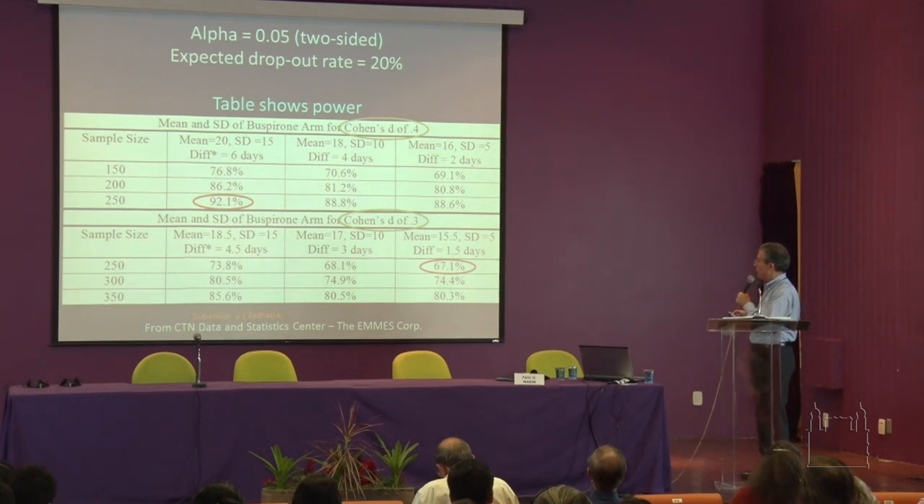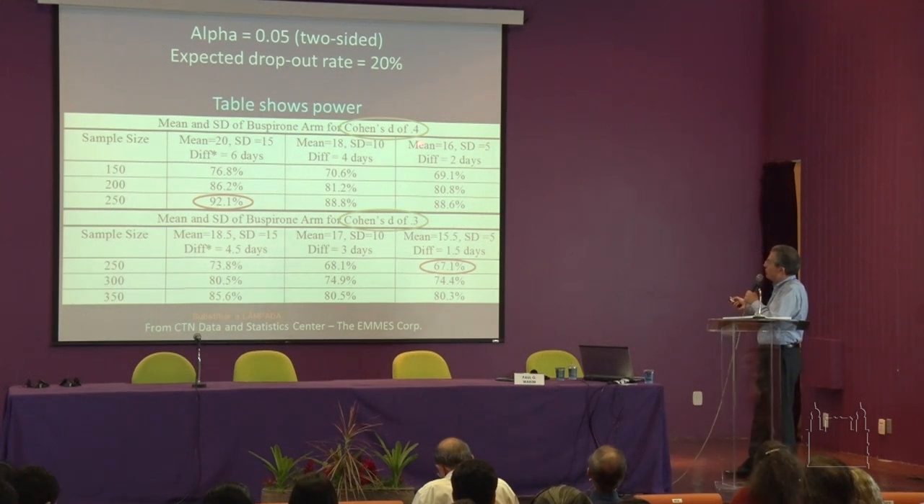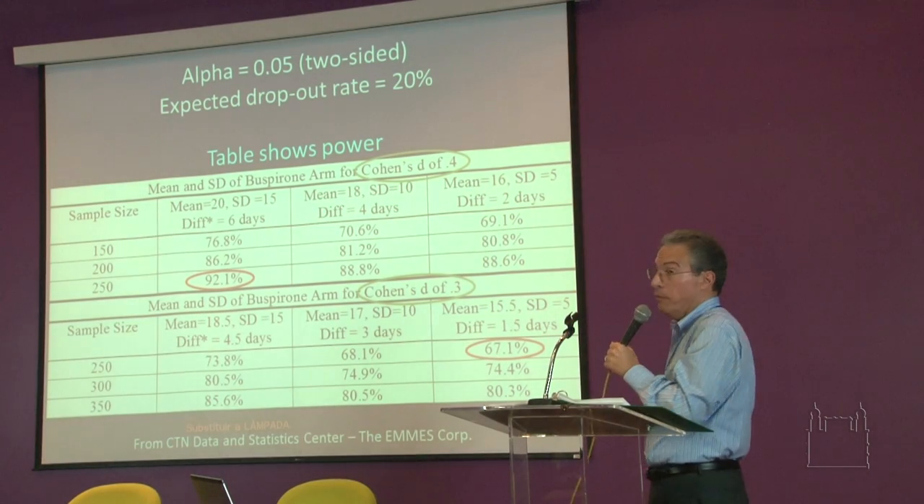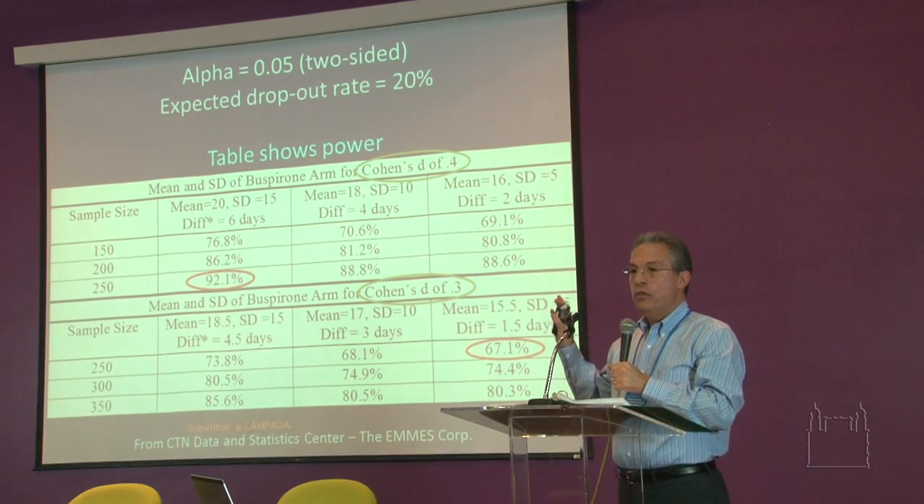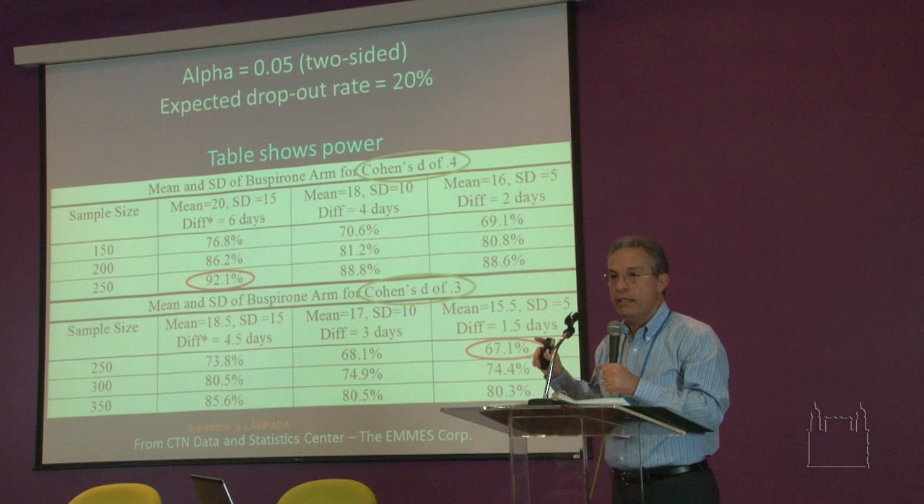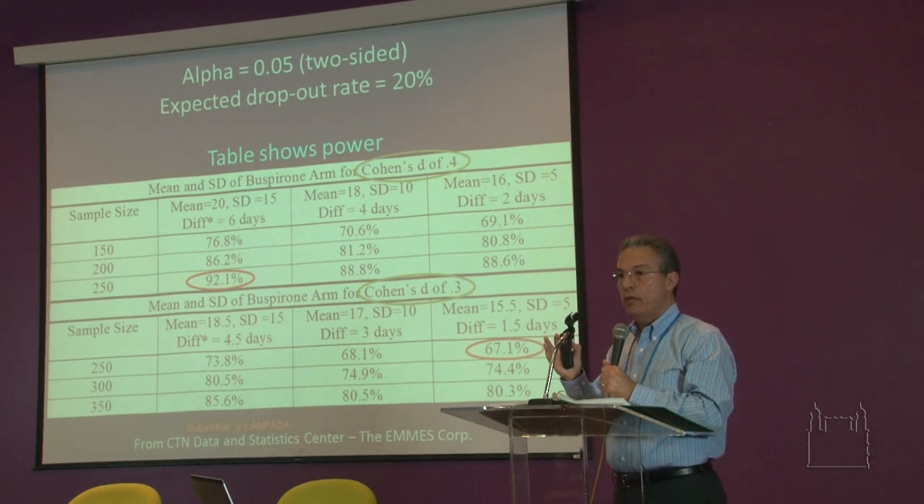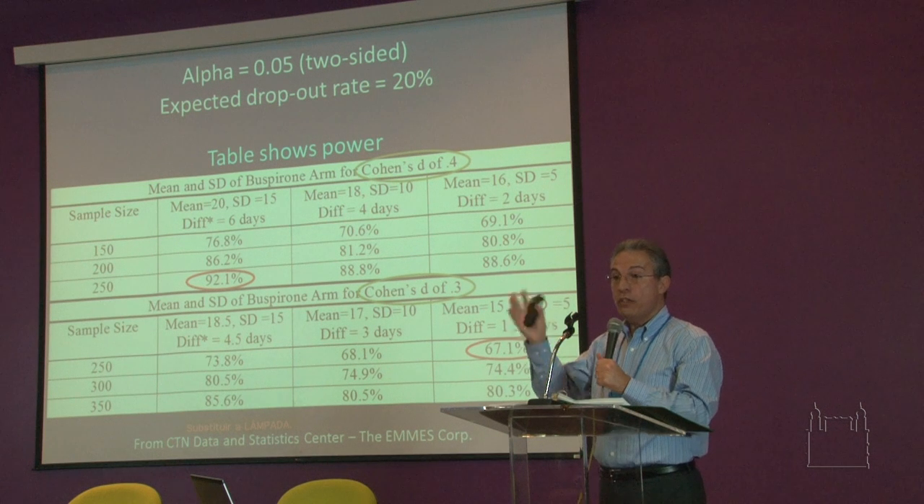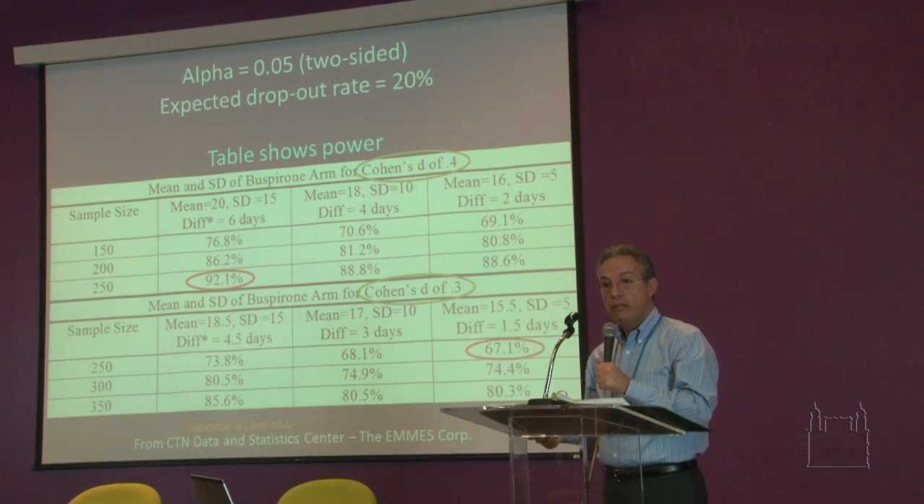Even within this Cohen's d of 0.4, they're looking at different scenarios. The mean is this, the standard deviation is this, and the difference to detect is this. So the sample size here changes, and what we see inside the table is the power. You don't have to understand this table completely. The point of this table is that you are keeping some things fixed and you are varying other things, and the things that you vary can change from table to table. That's the point.